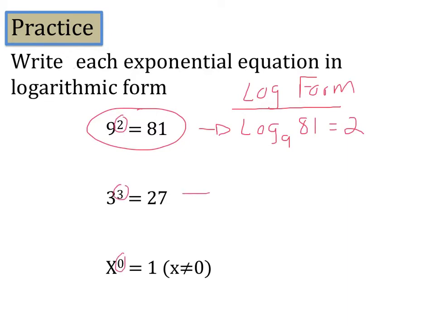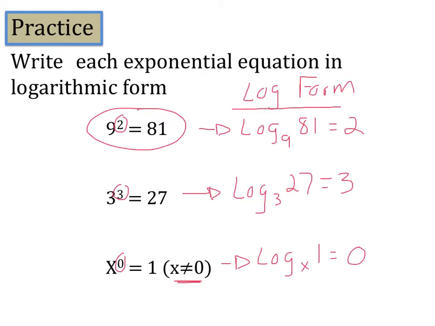Okay. Next one, we have 3 raised to 3 equals 27. So we're going to have log base 3 of 27 equals 3. And let's do this last one. Here we have x raised to 0 equals 1. We know anything raised to the 0 equals 1, but we're specified here saying that x cannot equal 0. So we have log base x of 1 equals 0.